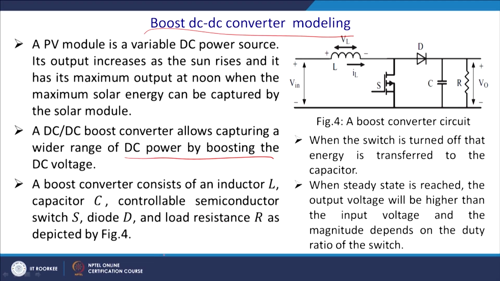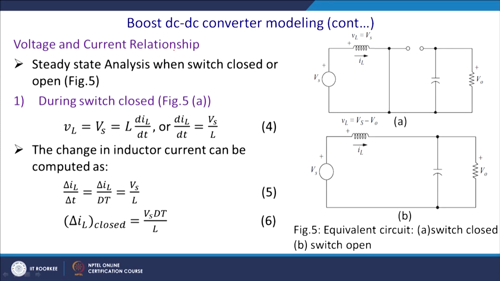So, this is the inductor, this is the diode, this is the switch. Depending on the switching frequency and power handling capability, it can be IGBT or MOSFET. It is a capacitor and resistance. When the switch is turned off, that energy is transferred to the capacitor. When steady state is reached, the output voltage will be higher than the input voltage, and the magnitude depends on the duty ratio of the switch. Voltage and current relationship: the steady state analysis of this boost converter.